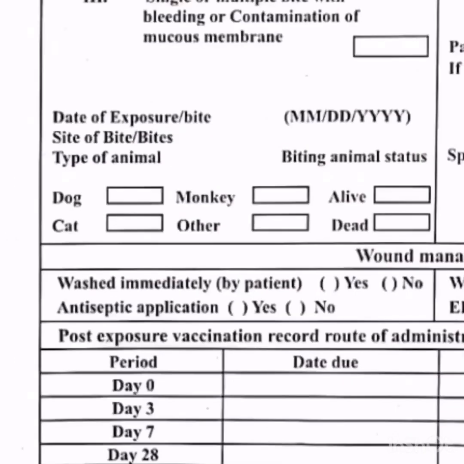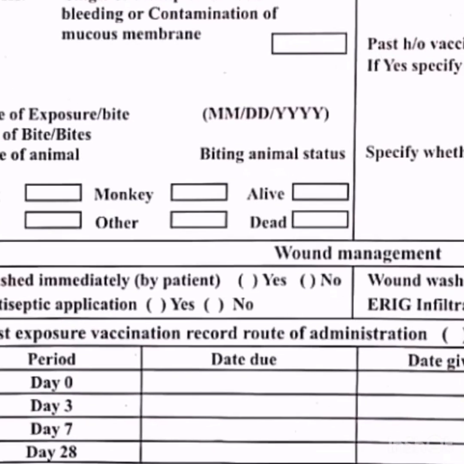That's very important. So going further, after category 1, 2, 3, we need to know who has bitten: the dog, the monkey, the cat, or another animal, and whether the dog, monkey or cat is dead or alive. That's very important for us to know. And you must have seen the date of exposure or bite and the site of bite or multiple bites. That's very important.